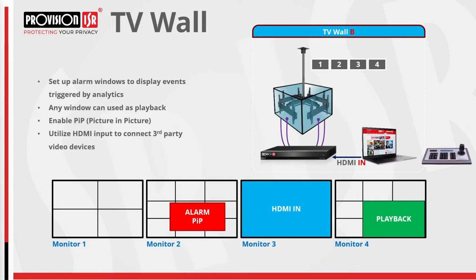Taking it a step further, the TV wall proves exceptionally versatile by featuring picture-in-picture, alarm views of events triggered by analytics, supporting playback, and enabling seamless connectivity with third-party HDMI devices. The transformative power of the TV wall is amplified when paired with our joystick controller, turning it into an indispensable monitoring tool. Now, let's dive into the process and see how it's done.